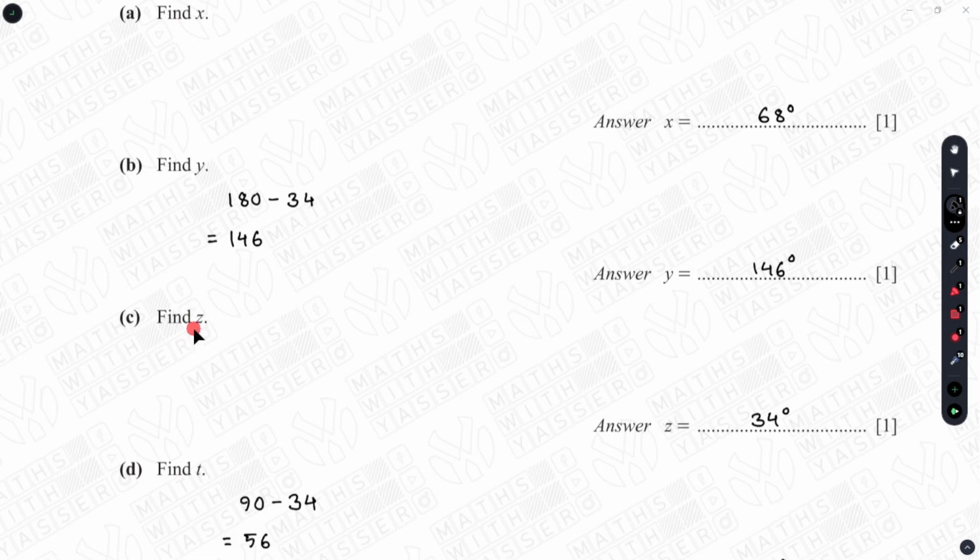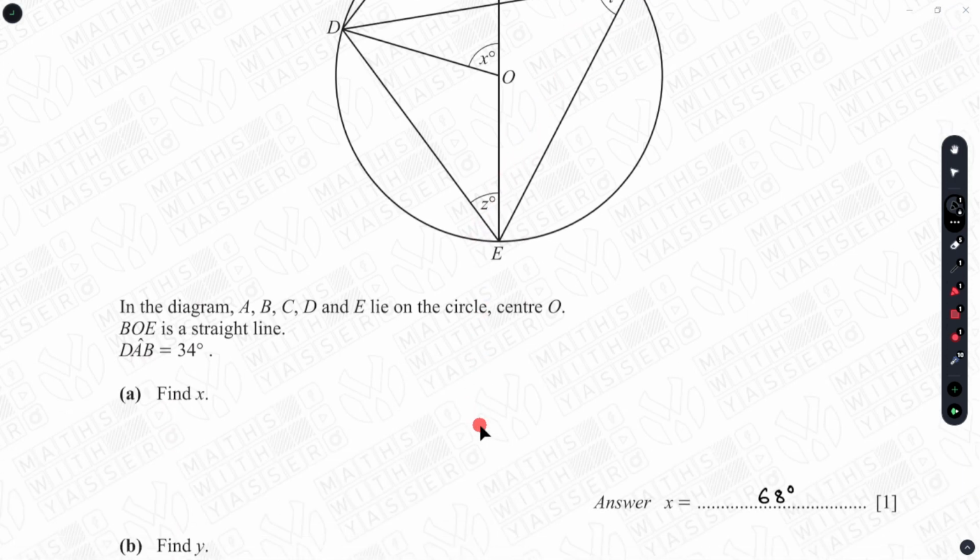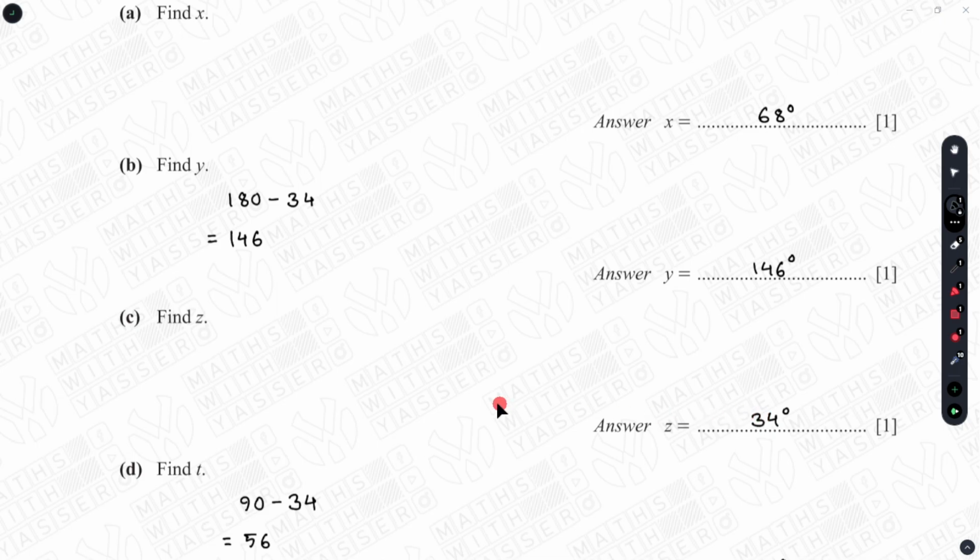Then it says find Z. Now, in order to find Z, if you again look into the point D and B, from point D and B, angle DEB is getting subtended, and also from point D and B, angle DAB is also getting subtended. Therefore, they must be equal. Hence, Z is also 34.